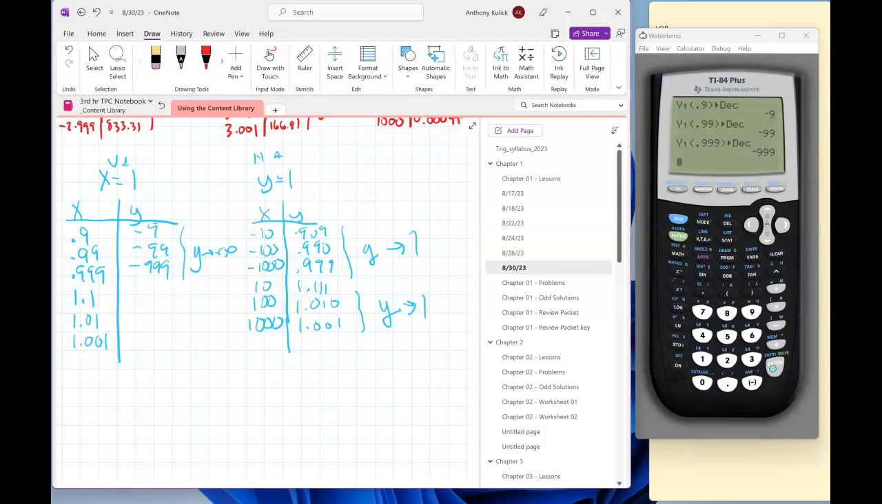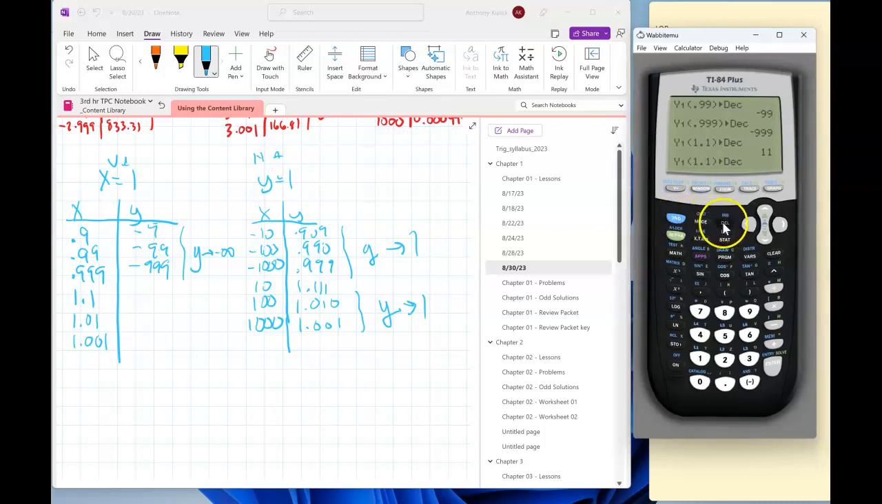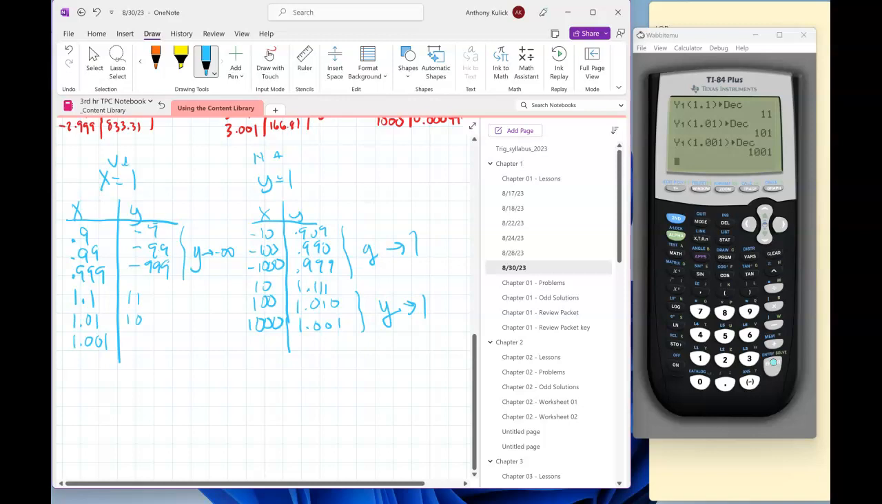We're getting smaller without any kind of slowdown. If anything, it's speeding up, right? And we'll do the same thing with the other side. So 1.1, and then 1.01, and then 1.001. That gives 11, 101, 1001.